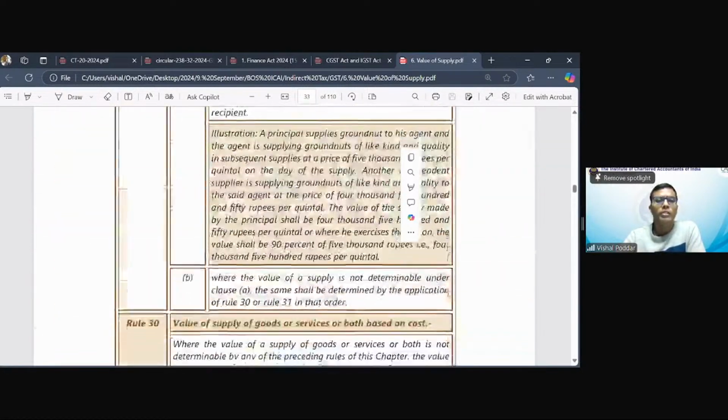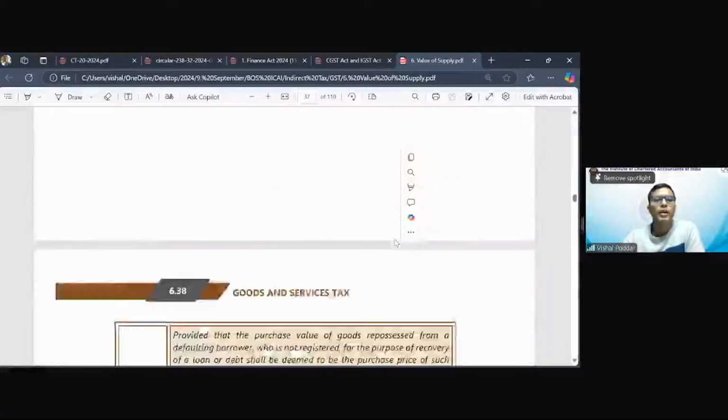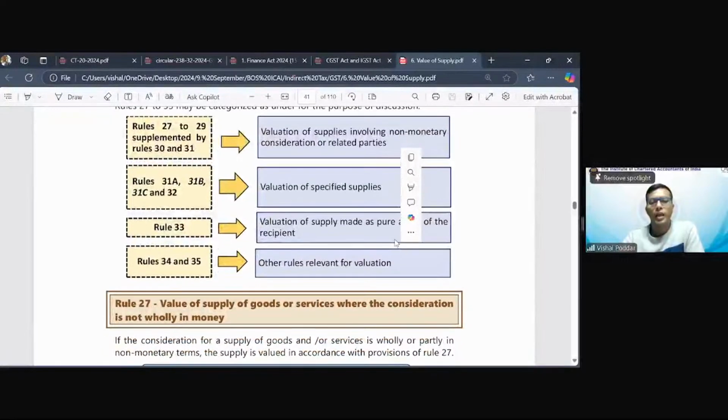Now here there are some questions. The first important question is, what is open market value? Because that you will find in all these rules. So let us go to the analysis.